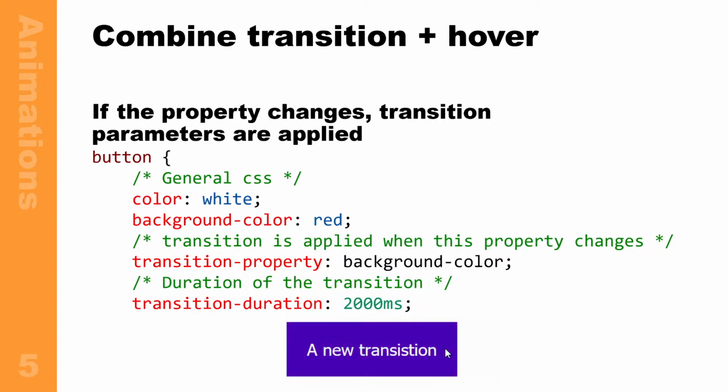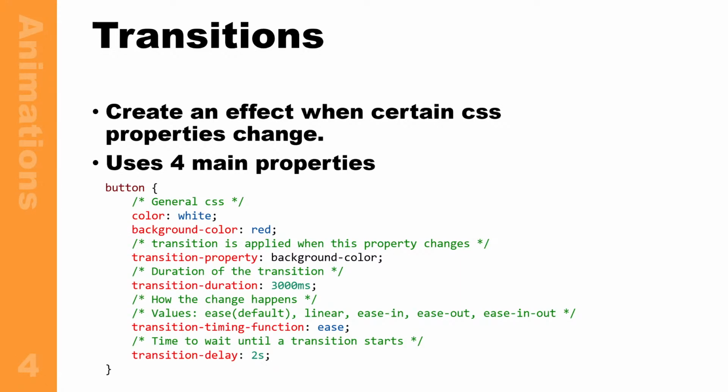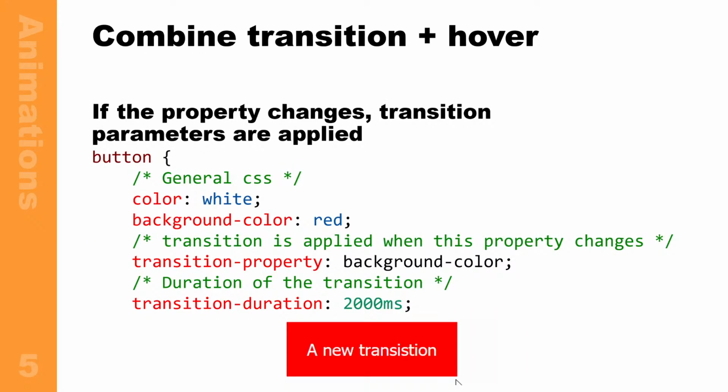Of course, like I said, if the property is changing, imagine we still have this one. We have the button hover, background going to blue. That's the only thing we have for our pseudo class, sorry. And then in our transition, in this case, we have the background color that is changing over 2 seconds.